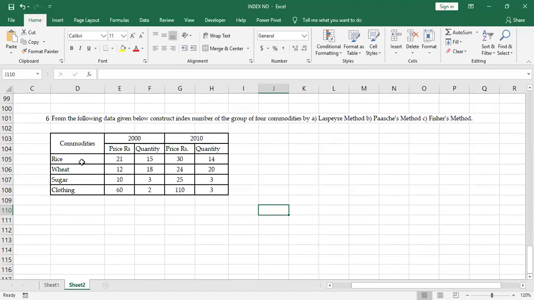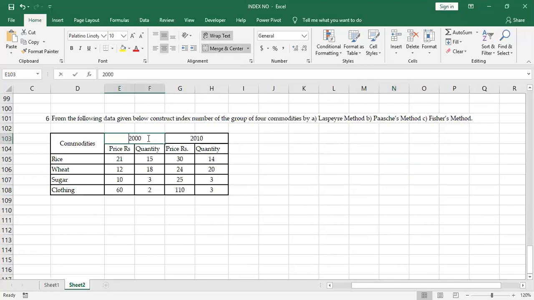How many commodities do we have? 4 commodities. What are those which I am highlighting here? Rice, wheat, sugar, clothing. Done. And they've asked us to calculate Laspeyres, Paasche's and Fisher's method. And they have given the following information that you can see: 2000 and 2010. They have given 2 years, the decade back information and the decade after information.